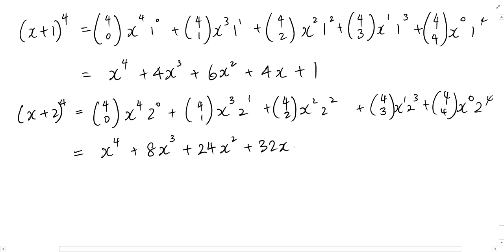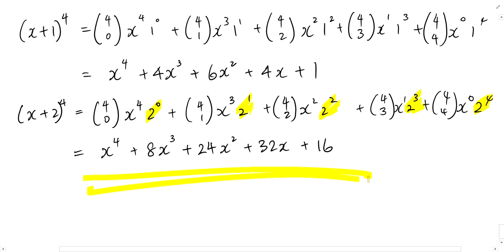32x followed by, are you sure 1? 16. Can you see why it is like that? Because of the 2 over here. It changed such that it no longer gives you a mirror image over here. That is the effect of the 2 over there. Okay?